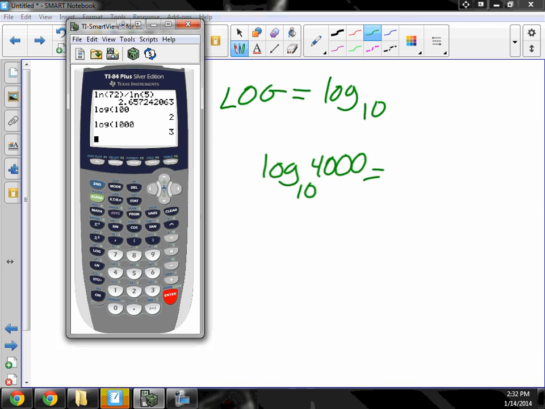It's going to be between 3 and 4. Is it closer to 3 or closer to 4? Probably, well, let's try it. So log base 10 of 4,000, and I get 3.6, which is kind of confusing because 4,000 is not as close to 10,000 as it is to 1,000, but it's exponential, so.